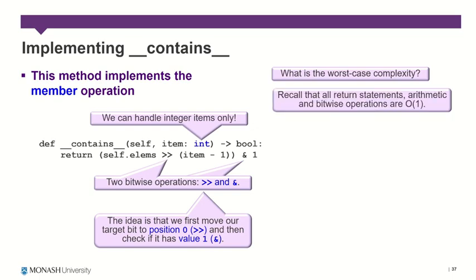So what's the worst case complexity? Well, all items, return statements, arithmetic, and bitwise operations are O(1). Therefore, the overall complexity is also O(1).